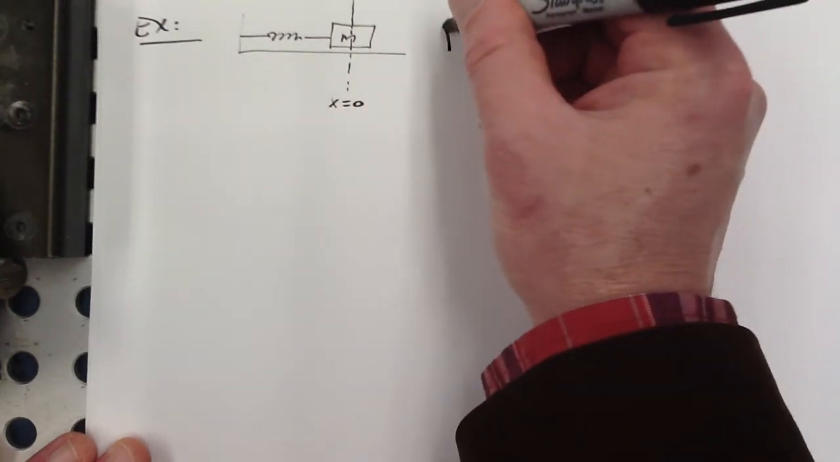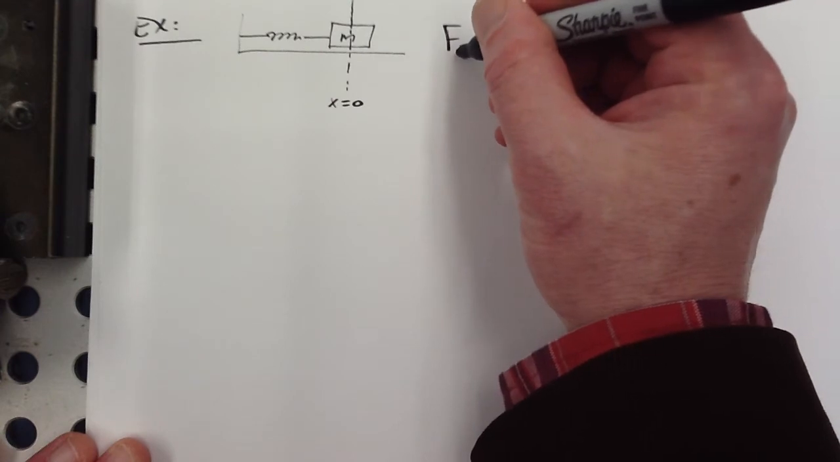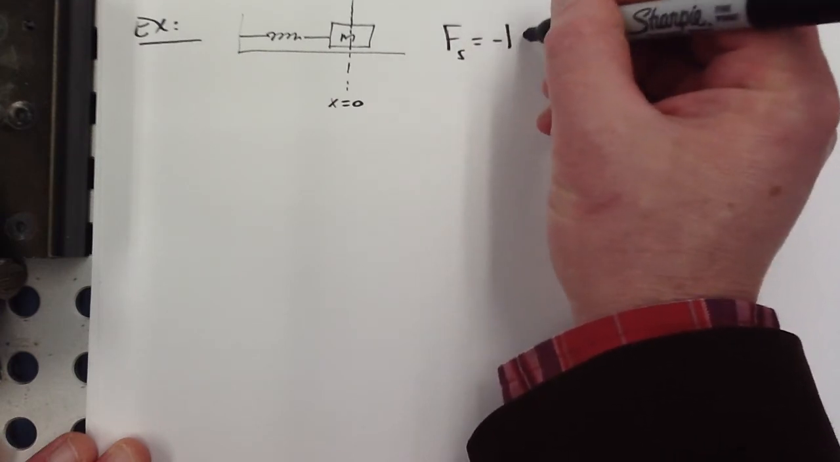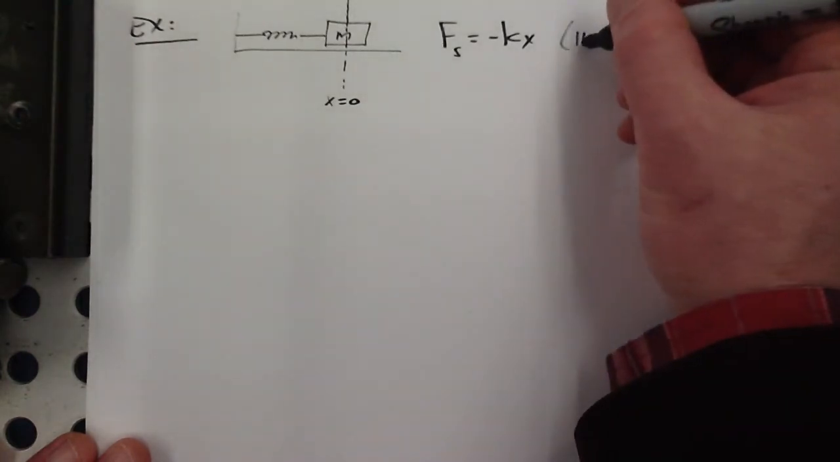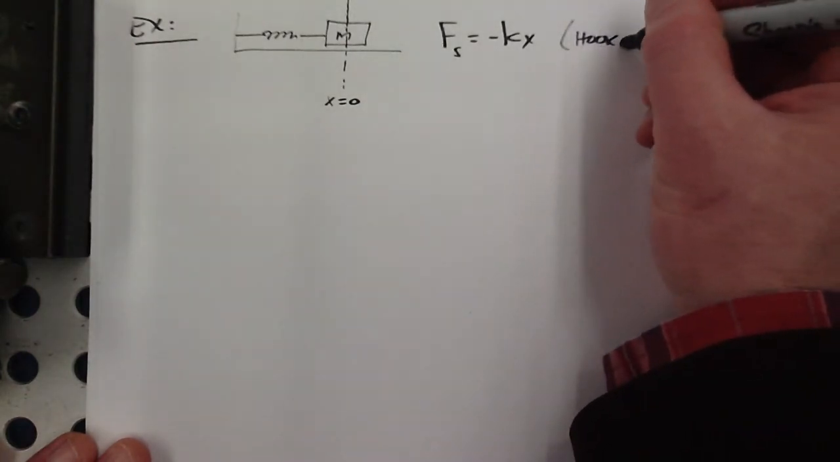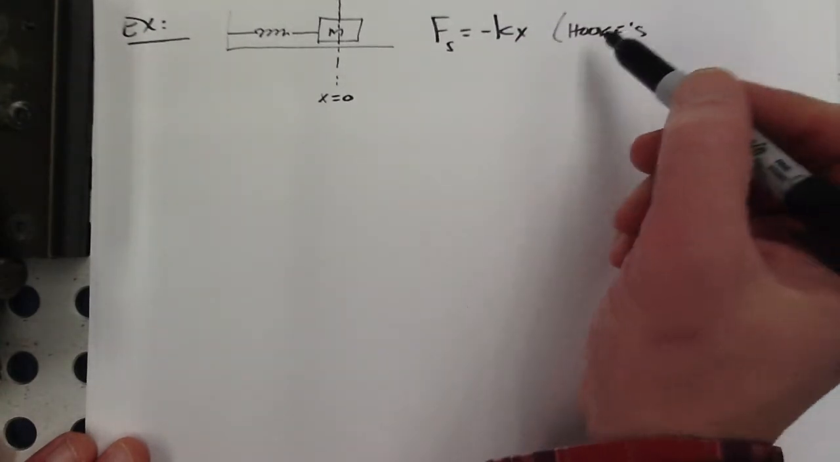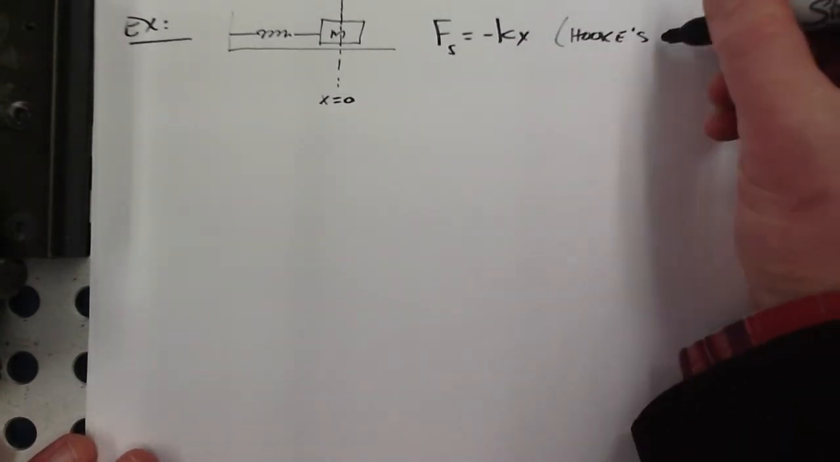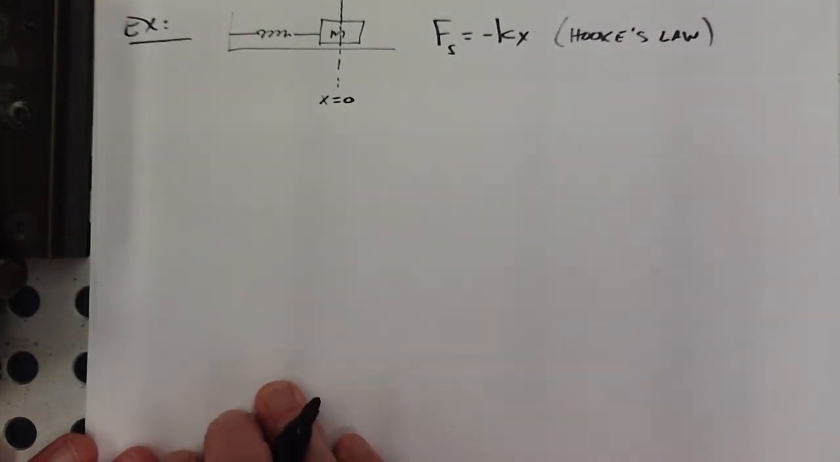And we model that for what we call an ideal or linear spring, that the spring force is equal to negative kx. That's called Hooke's law, after Captain Hooke. I'm just kidding. It's not Captain Hooke. Captain Hooke didn't have an E on his name, I don't think. Hooke's law.